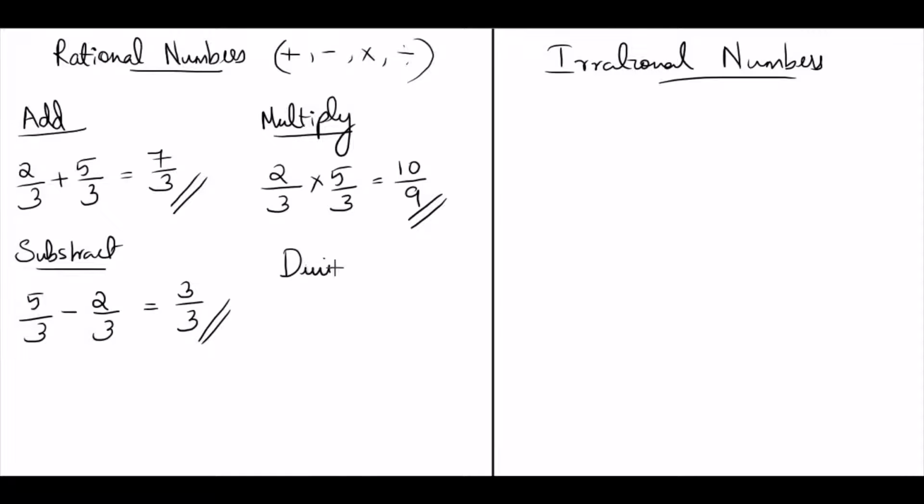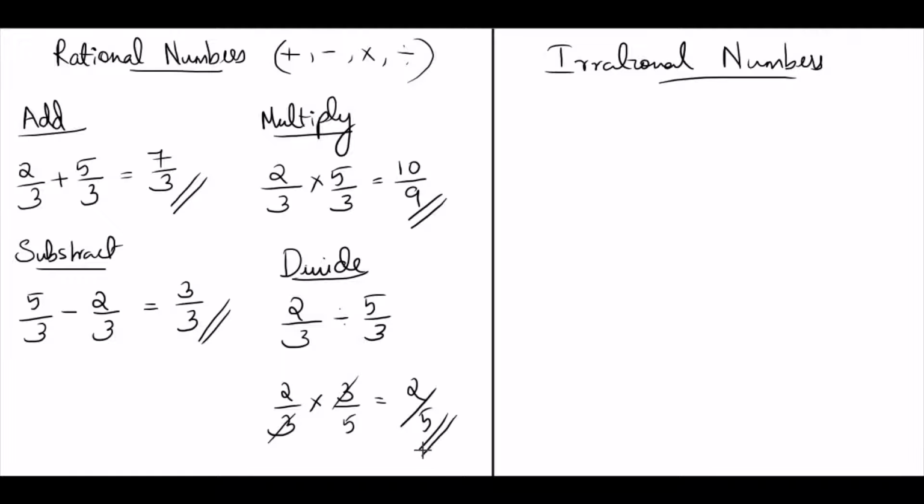10 by 9 is also a rational number. Now let's divide two rational numbers. 2 by 3 divided by 5 by 3 is 2 by 3 into 3 by 5, since the reciprocal of 5 by 3 is 3 by 5. The 3 and 3 cancel, so you get 2 by 5. 2 by 5 is also a rational number. When you do the basic operations between two rational numbers, you will always get a rational number.